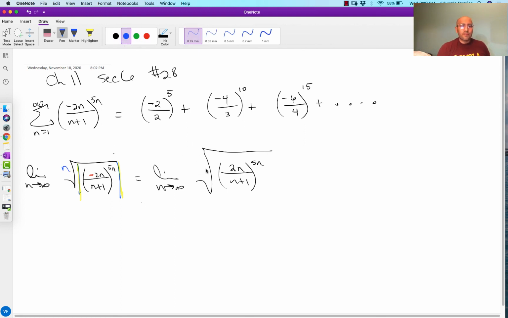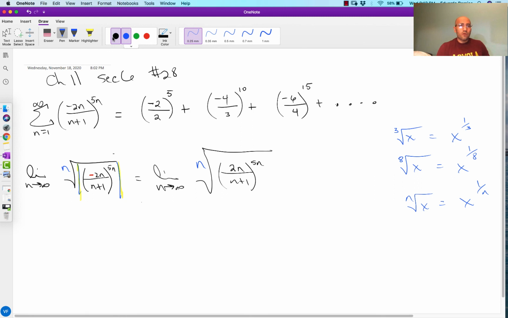The nth root of this and the nth root of that. Okay, so now, remembering what this means, if I can remind you, if we have the third root of x, that's the same thing as x to the 1/3 power. And if we have the eighth root of x, that's the same thing as x to the 1/8 power. So if we have the nth root of x, that's the same thing as x to the 1/nth power.